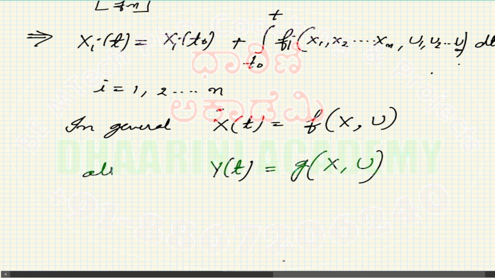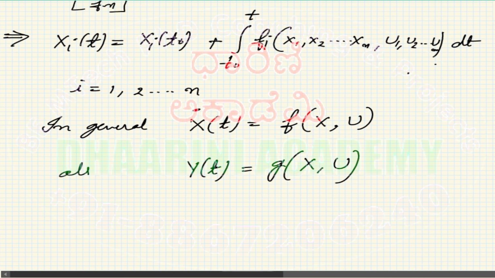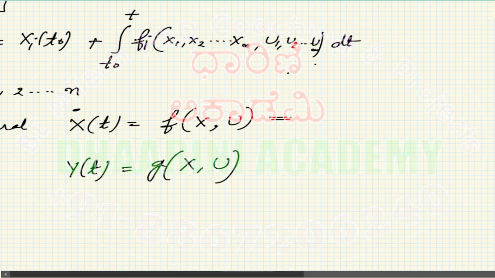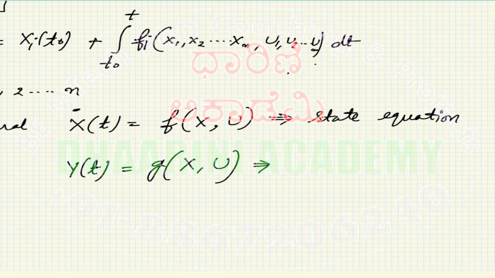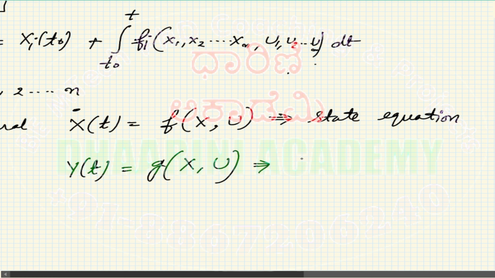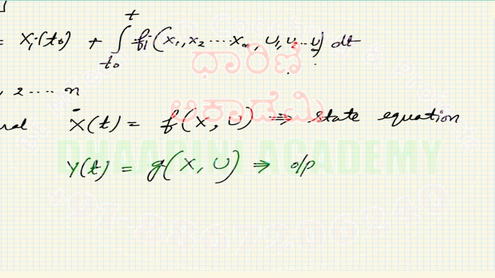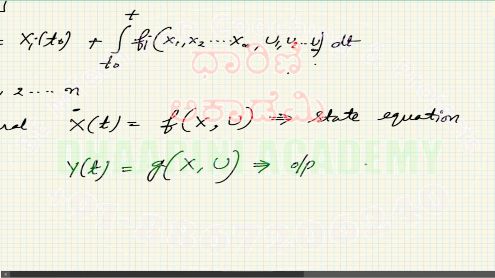Now we give specific names. The names are as follows. The first equation, whatever you are able to write for a given system, is what is called the state equation of the system. The state equation simply represents that. Also, the y of t equation which we write is called the output equation of a given system.